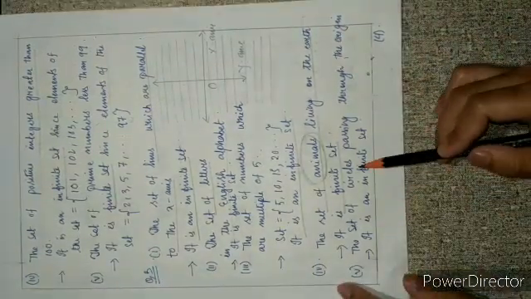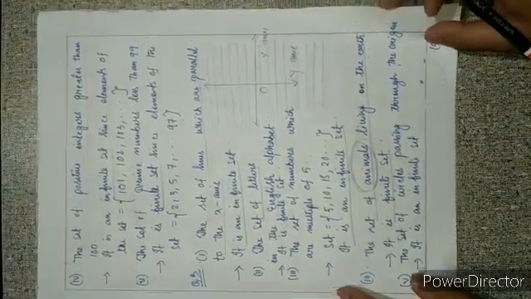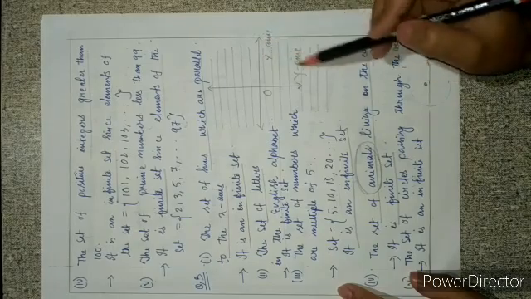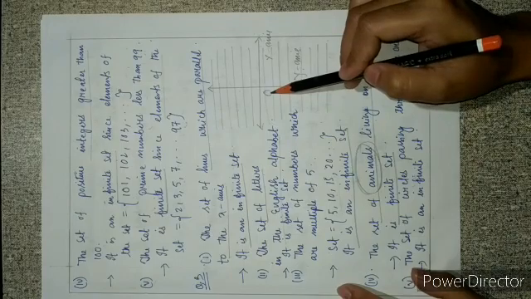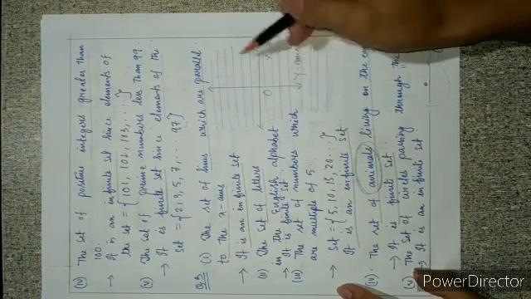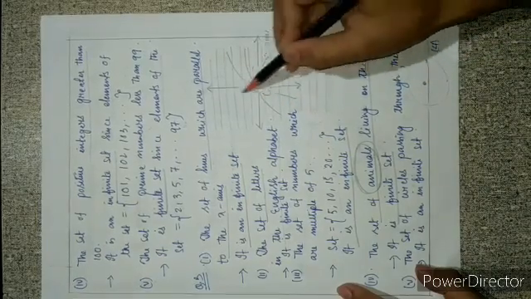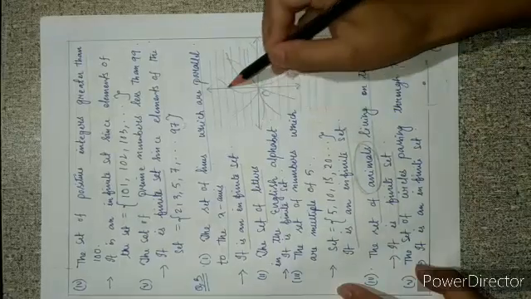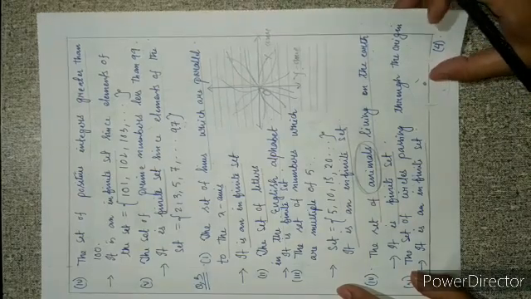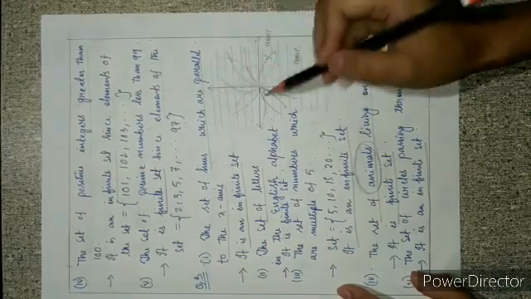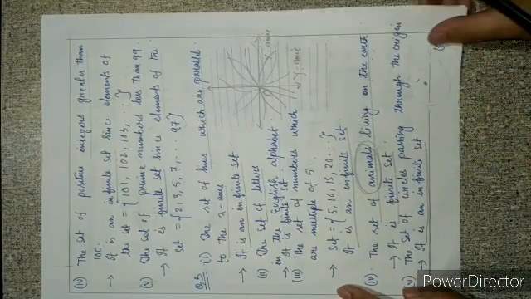Roman number 5. The set of circles passing through the origin. In the Cartesian plane, the x-axis and y-axis intersect. These two lines intersect at a point O. O is called the origin. We can draw infinite number of circles passing through this origin, and so the given set is an infinite set.